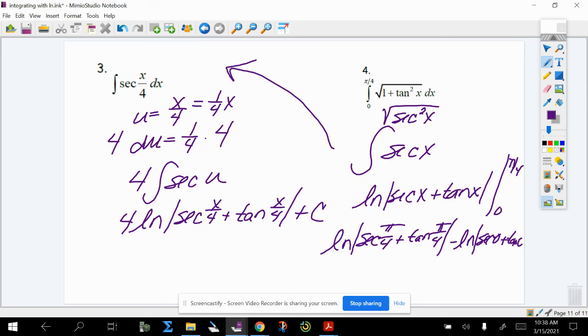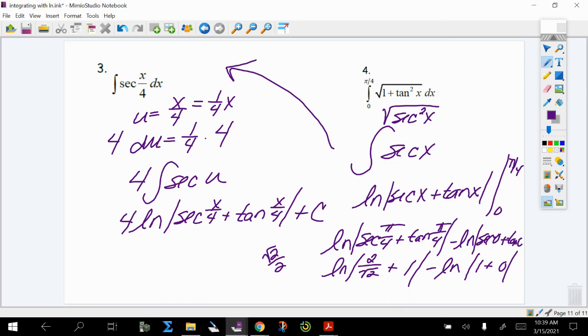So secant of pi over 4. Secant is the reciprocal of cosine, and you should know that the cosine of pi over 4 is root 2 over 2. So the secant would be just flipping that fraction. So you would get 2 over root 2. The tangent of pi over 4 is just 1. It's the simplest tangent you can probably come up with. And then minus the secant of 0 would be the reciprocal of the cosine of 0. Cosine of 0 is 1. The reciprocal of that is still 1. Tangent of 0 is actually 0.